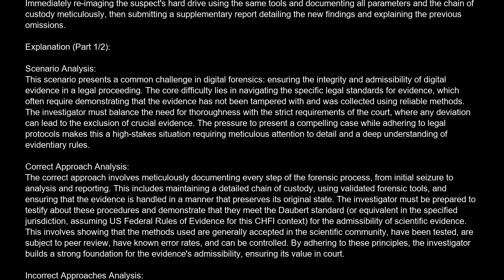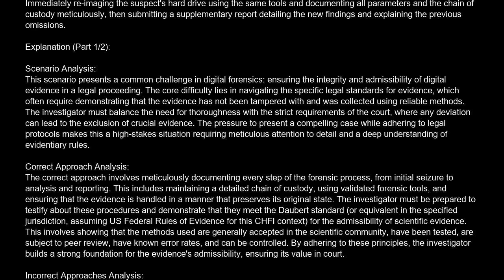Explanation. Scenario analysis. This scenario presents a common challenge in digital forensics, ensuring the integrity and admissibility of digital evidence in a legal proceeding. The core difficulty lies in navigating the specific legal standards for evidence, which often require demonstrating that the evidence has not been tampered with and was collected using reliable methods.